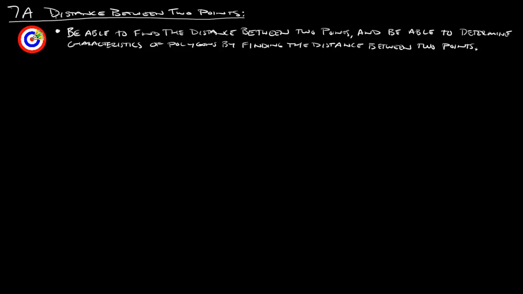I'm going to take you through the 7A notes on distance between 2 points. At the end of this, you should be able to find the distance between 2 points and be able to determine the characteristics of polygons by finding the distance between 2 points.